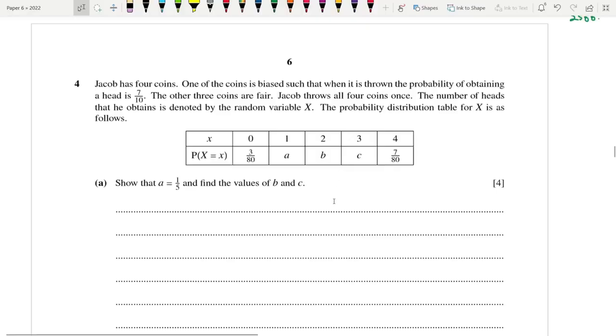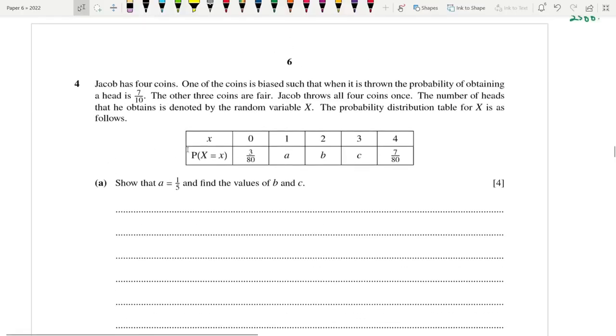Jacob has 4 coins. One of the coins is biased, such that when it is thrown, the probability of obtaining a head is 7 by 10. The other 3 coins are fair, half. Jacob throws all 4 coins once. The number of heads that he obtains is denoted by the random variable x. The probability distribution table for x is as follows.